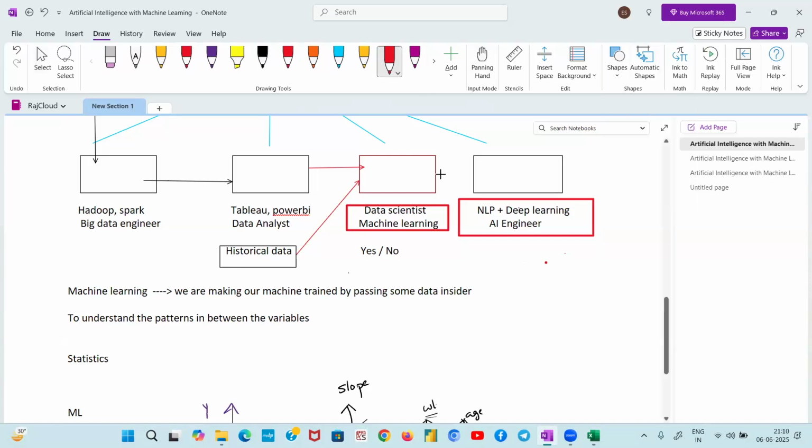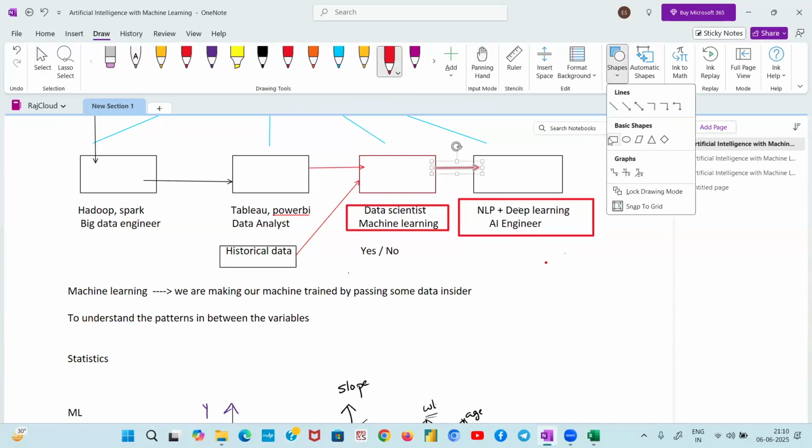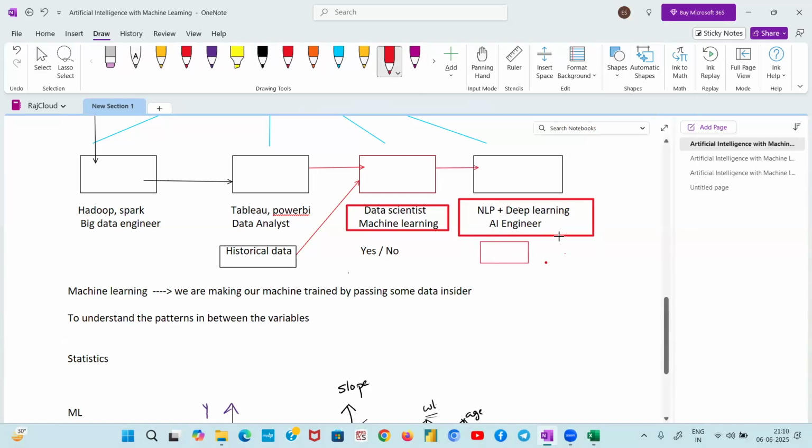Sorry, deep learning roles. NLP role or deep learning role. So who is going to work here? Yes, what do we call them? AI engineer. We call them AI engineer. Are all clear till now?